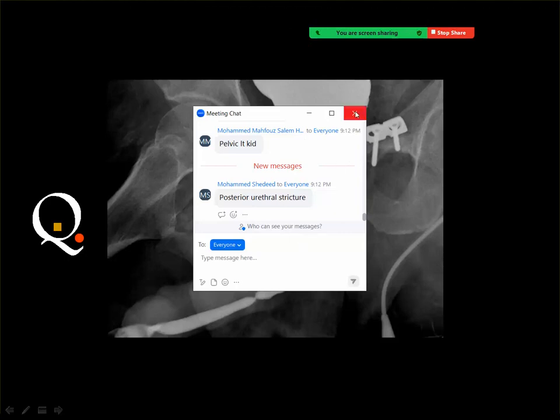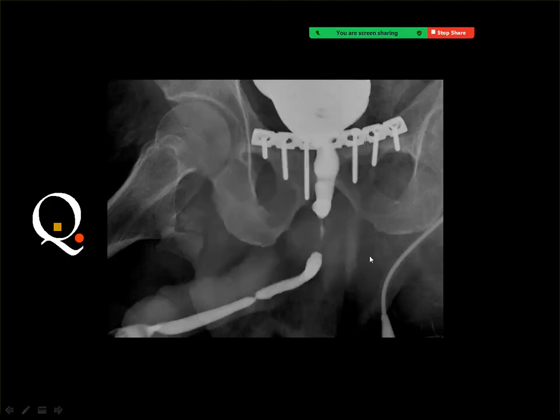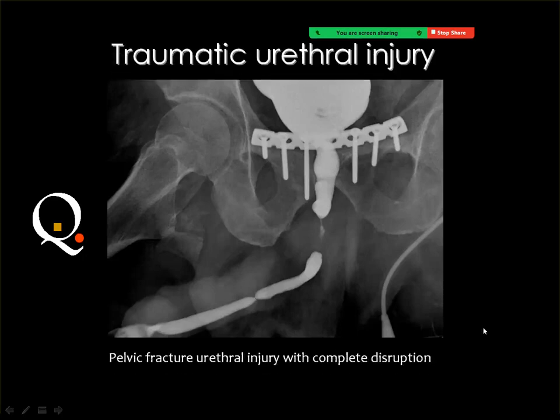Posterior urethral stricture, yes, and this is right. This type of fixation indicates that this is an open book fracture of the pelvis, and you got marked narrowing of the posterior urethra, and also you got some narrowing here in the bulbar urethra as well.